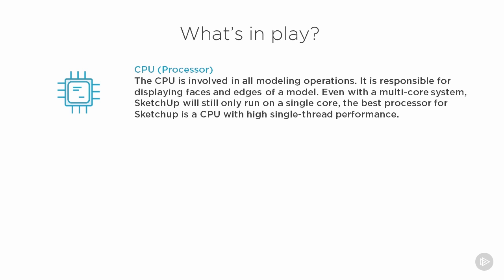One thing to note here is that even with a multi-core system, SketchUp will still only run on a single core. So the best processor for SketchUp is a processor with a high single thread performance, so high performance on a single core. Having a very performant multi-core system is still useful though, because a lot of the rendering plugins that SketchUp has do use multiple cores.